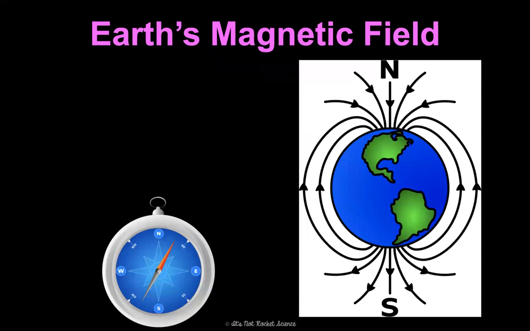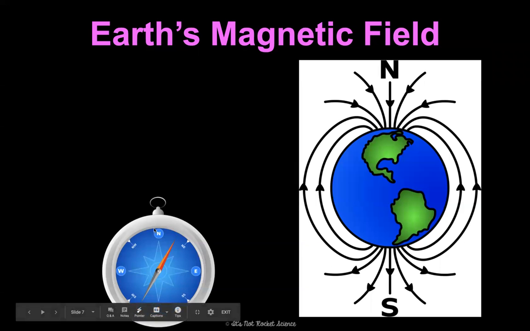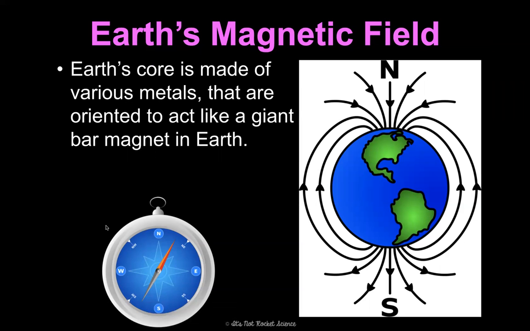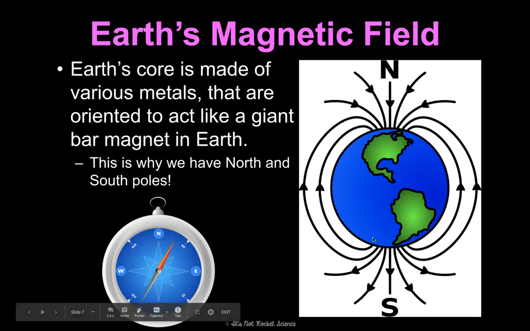Earth also has a magnetic field. And it looks just like those bar magnets, doesn't it? This is a magnetic compass. This is why compasses work. Earth's core is made of various metals that are oriented to act like a giant bar magnet inside the Earth. I know that Mrs. Christensen is going to be amazing at explaining this to you, having been through geology. This is why we have north and south poles.